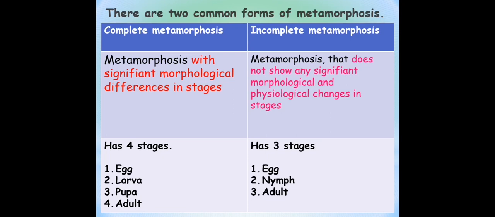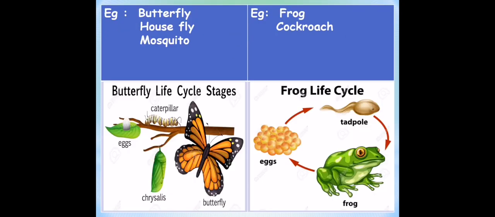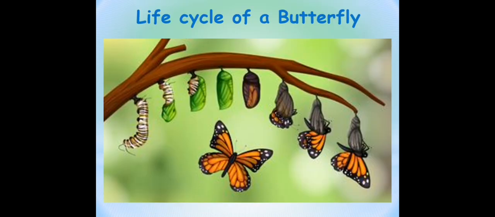Let's see some examples of these metamorphoses. Examples of animals showing complete metamorphosis are butterfly, housefly, and mosquito. Incomplete metamorphosis is shown by animals like frog and cockroach. From all those life cycles, first we are going to talk about the life cycle of a butterfly.